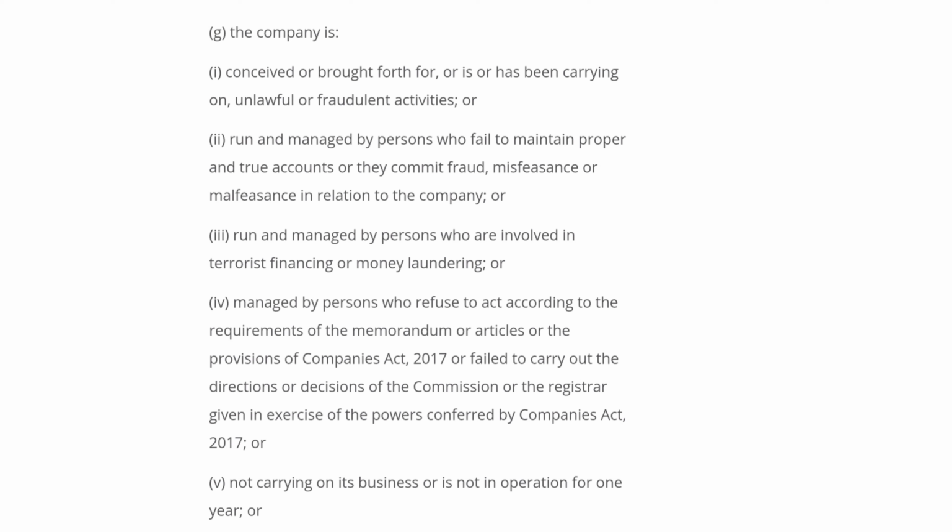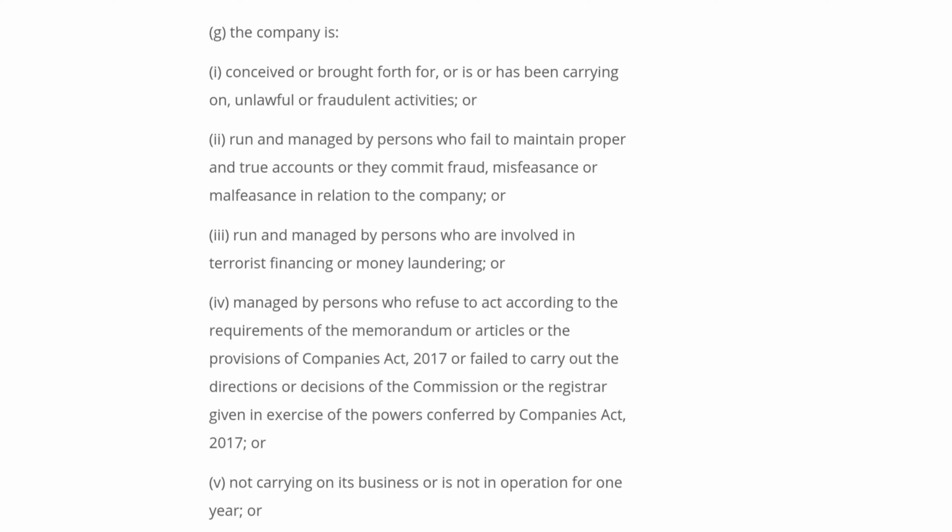So that is the key point to remember from this one: it's not essential that the NPO, that is the association not for profit, is itself engaged in some sort of terrorist financing or money laundering, but it is enough if the persons who are managing and running that NPO are also involved in some sort of terrorist financing or money laundering.